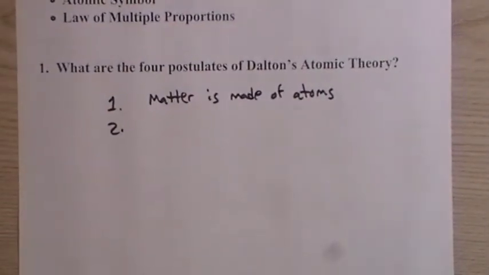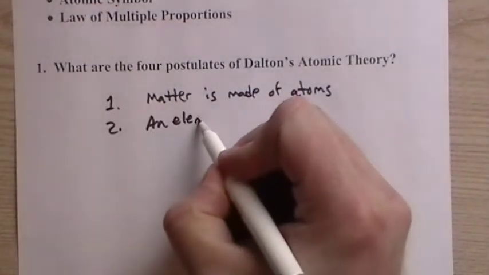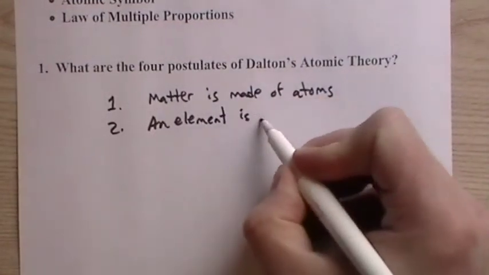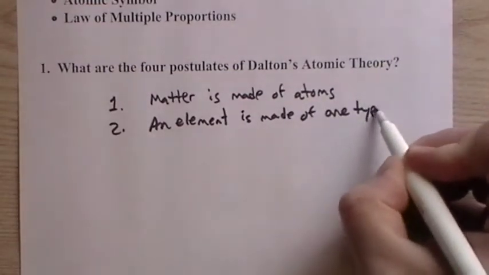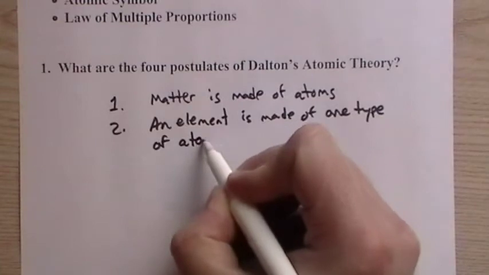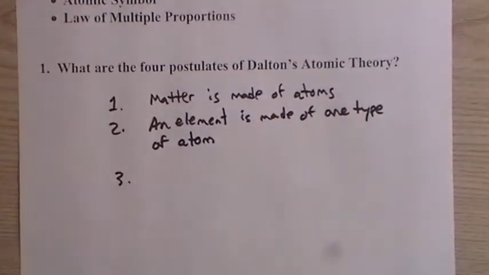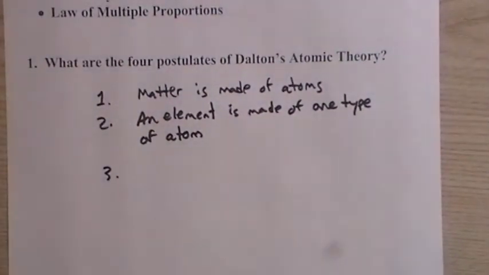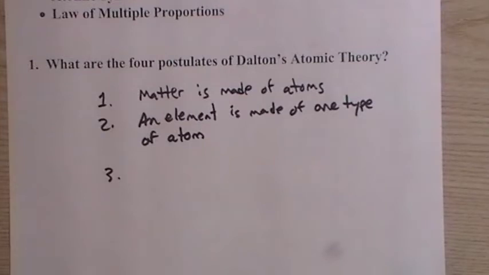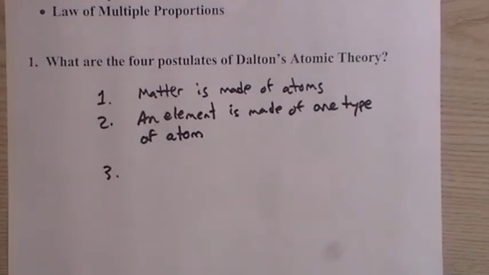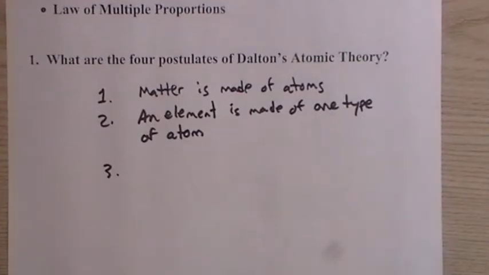So, 2, an element is made of one type of atom. Now, matter is made up of atoms. We know that the atoms are then made up of 3 subatomic particles, and those are made up of other subatomic particles. But Dalton didn't know that. And so it's basically true. For the stable matter that we normally deal with, it's made up of stable atoms.